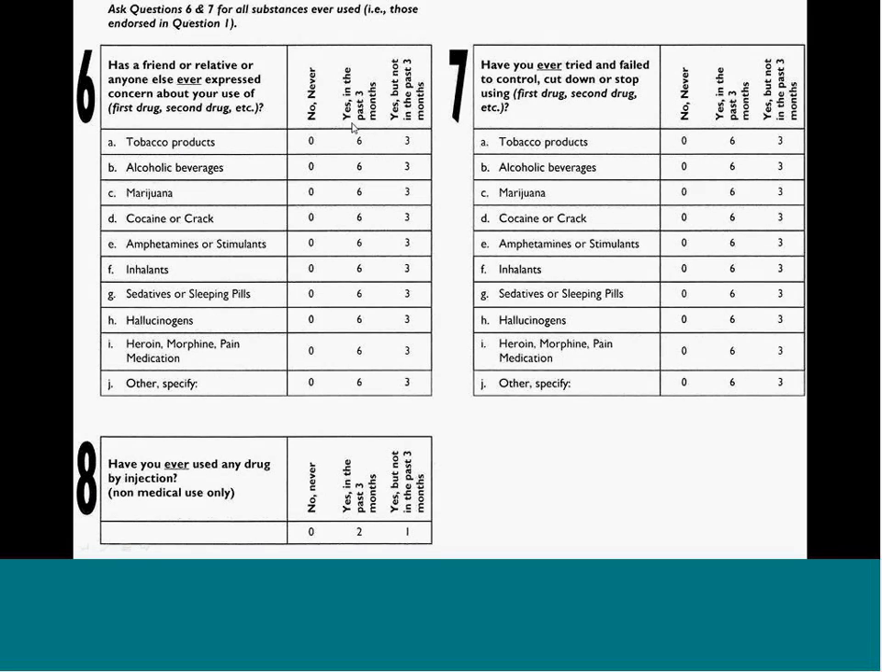Even if it was 2 or 3 years ago and someone expressed concern about their use, they would get a yes, but not in the past 3 months. If you're a current user and someone has talked to them about any of their substance use in 3 months, they get a 6 for that answer. If no one has said anything to them, it is scored as a 0. And 7, have you ever tried and failed to control, cut down, or stop using? And we would be talking about those 3 substances: tobacco, alcoholic beverages, and marijuana on these questions.